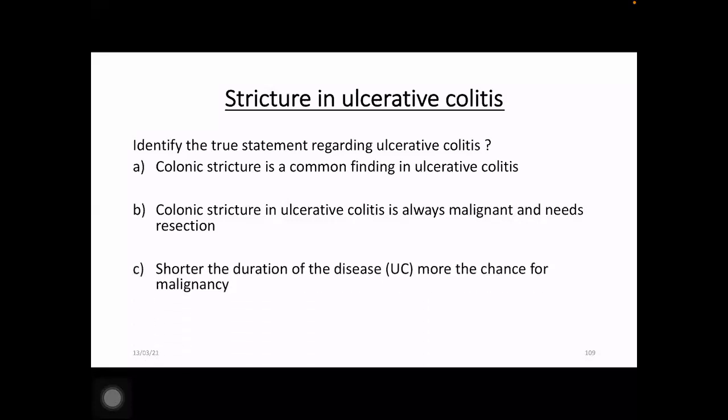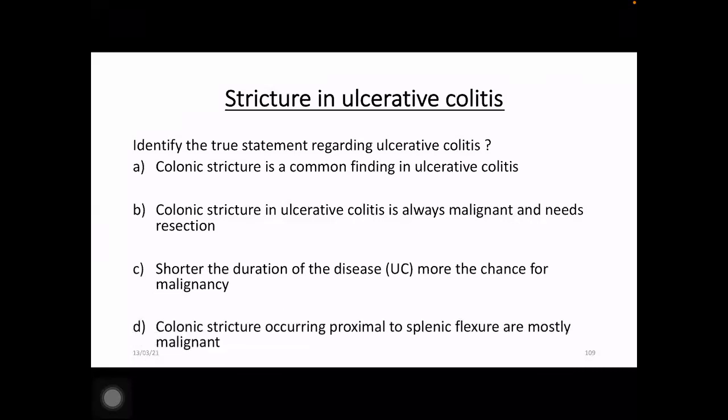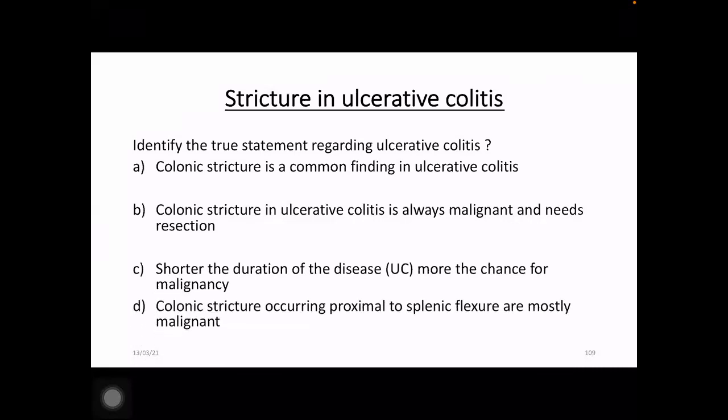Shorter the duration of the disease, more the chance of malignancy. True or false? False. Longer the duration of the disease, more the chance for malignancy. Colonic stricture occurring proximal to the splenic flexure are mostly malignant. True or false? This is the true statement. So the strictures which are proximal to the splenic flexure are most commonly malignant.